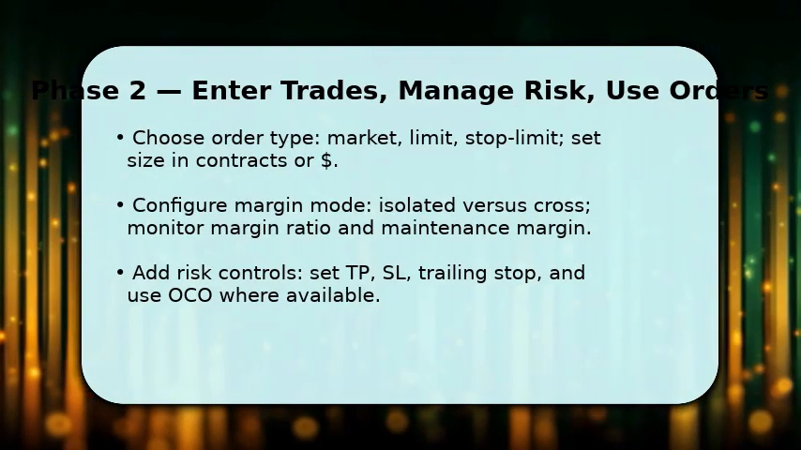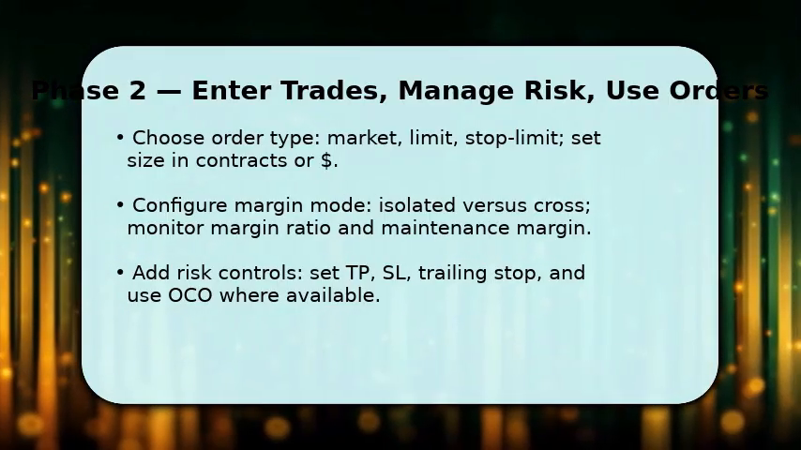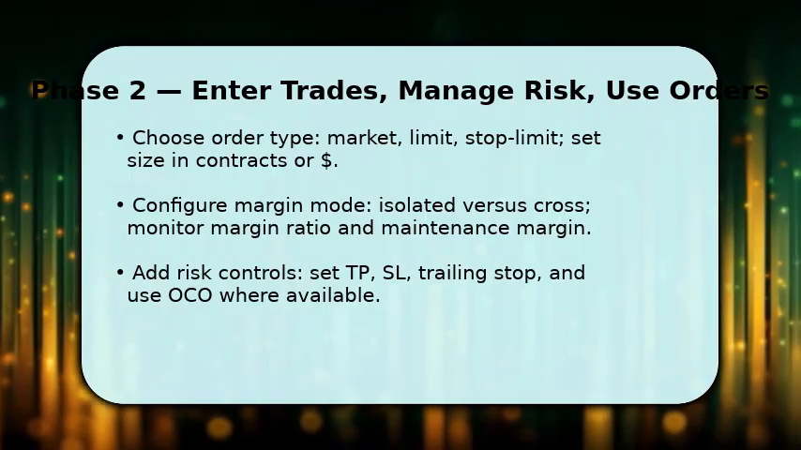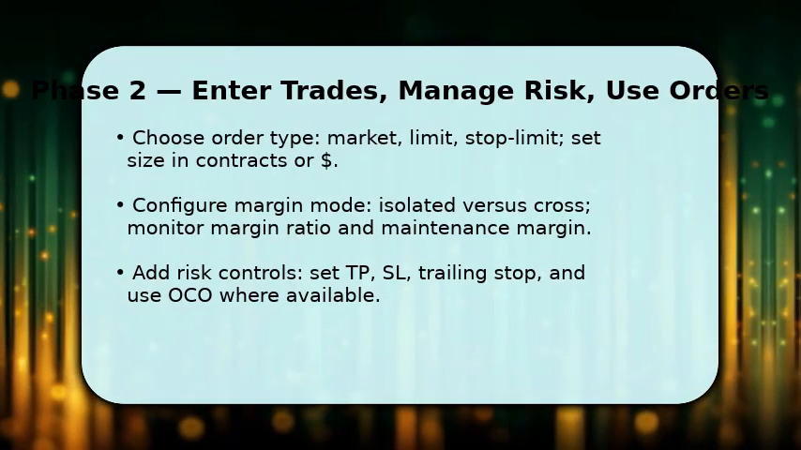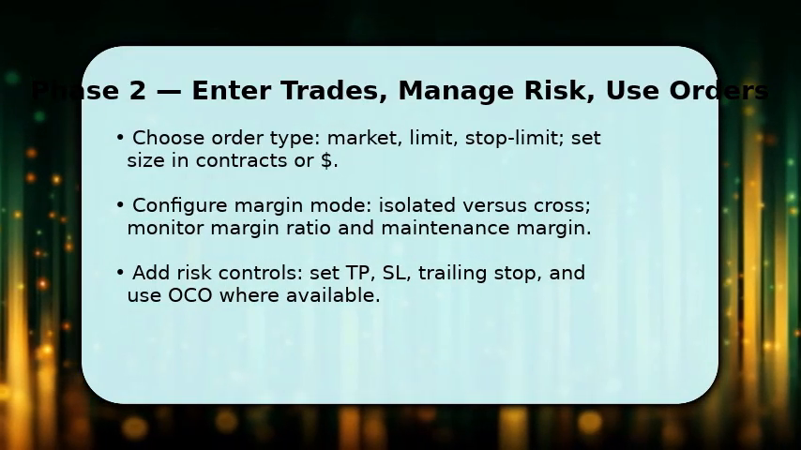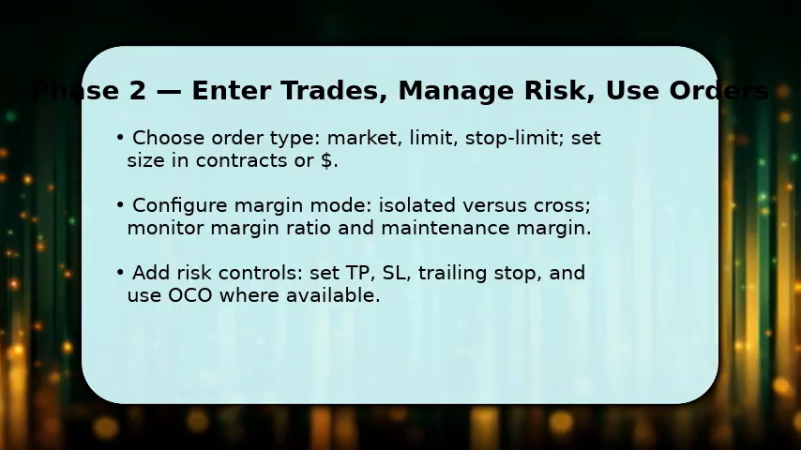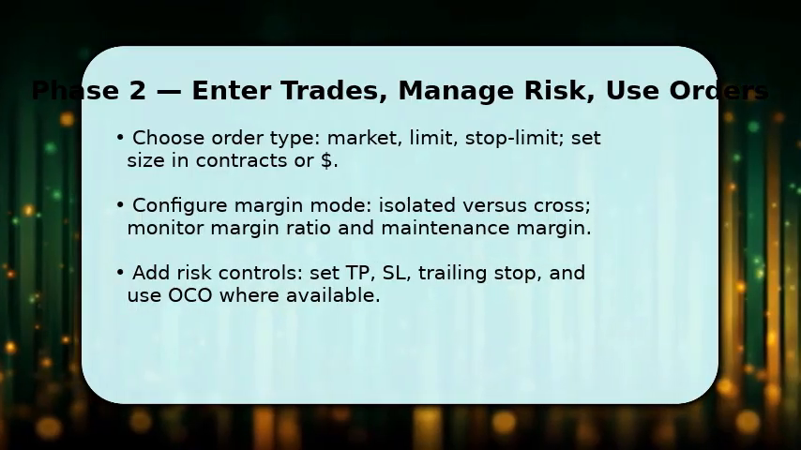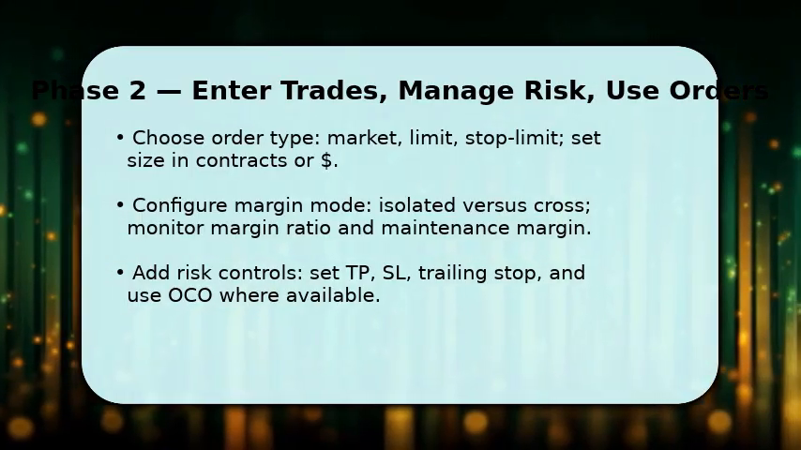Once funded, focus on precise entry and risk management. Choose an order type: market for speed, limit for price control, stop limit to prevent slippage, and specify size in contracts or dollar value. Then decide margin mode. Isolated keeps risk to one position, cross-shares margin across positions. Monitor margin ratio and maintenance margin constantly.